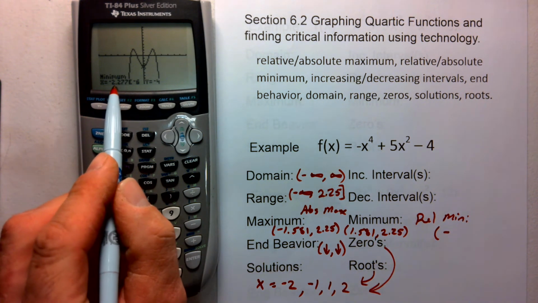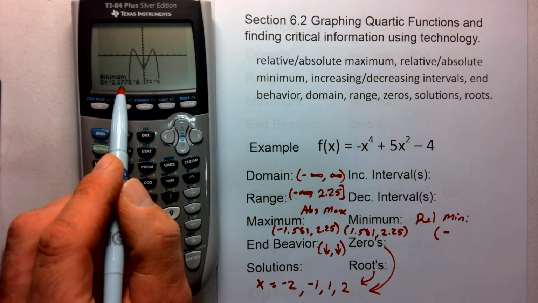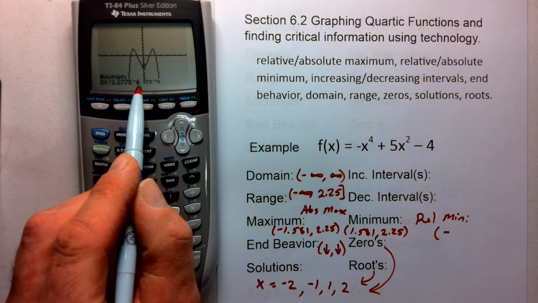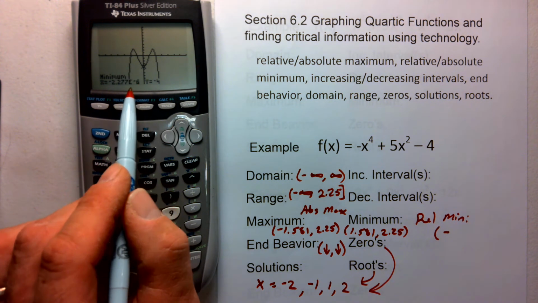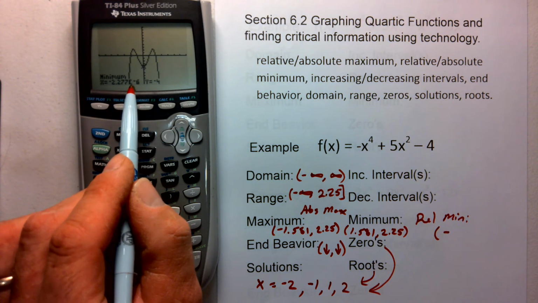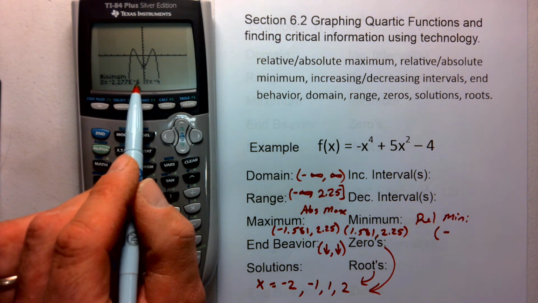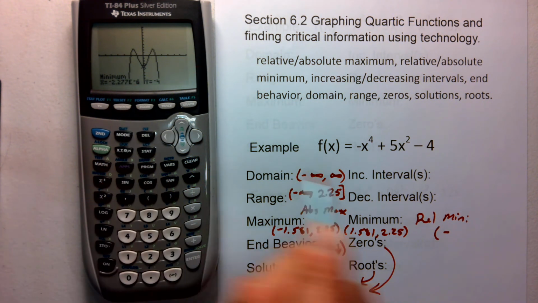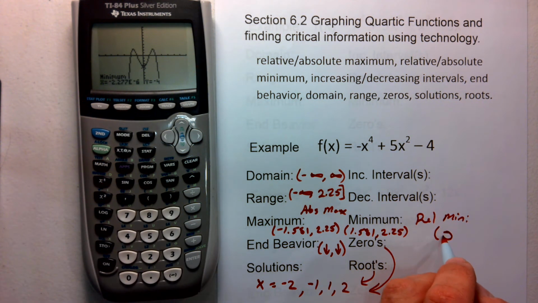Now again, look at that, interesting. Negative 2.277 e to the negative 6. We talked about that yesterday, when we were talking about graphing our cubics. Remember that e to the negative 6 means times 10 to that power. So that's going to be a very small number, pretty close to 0. And our y value is going to be negative 4. So that's going to be our relative minimum value.